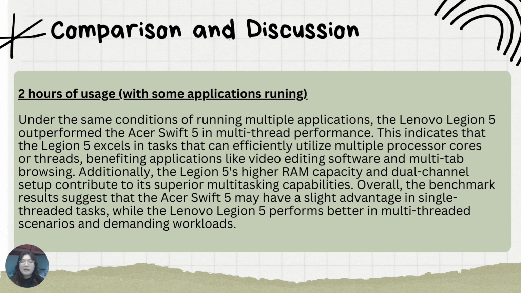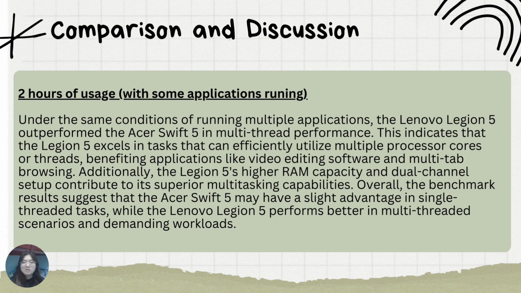Okay, so for the comparison, under the same condition of running multiple applications, the Lenovo Legion 5 outperforms the Acer Swift 5 in multi-thread performance. This indicates the Legion 5 excels in tasks that can efficiently utilize multiple processor cores or threads, benefiting applications like video editing software and multi-tab browsing. Additionally, the Legion 5's higher RAM capacity and dual channel setup contribute to its superior multitasking capabilities.